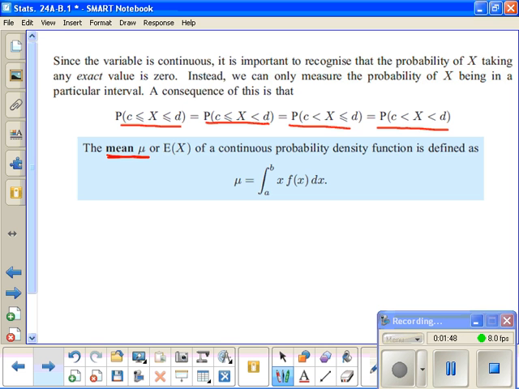The mean, or mu, or expected value of x of a continuous probability density is defined by x times the function, and then we do the integral of that. So the mean, or expected value, is x times f of x, evaluated over that integral from a to b, or c to d, whatever the function is.